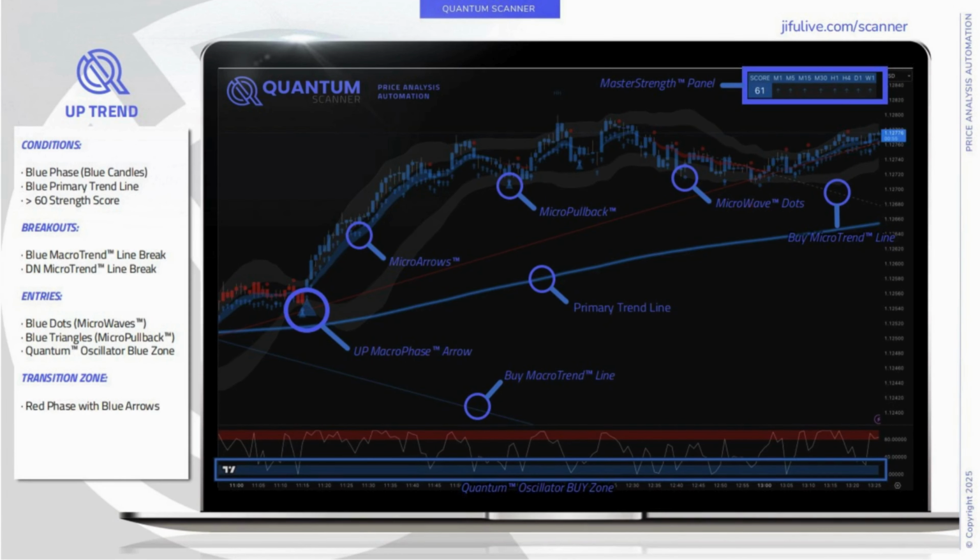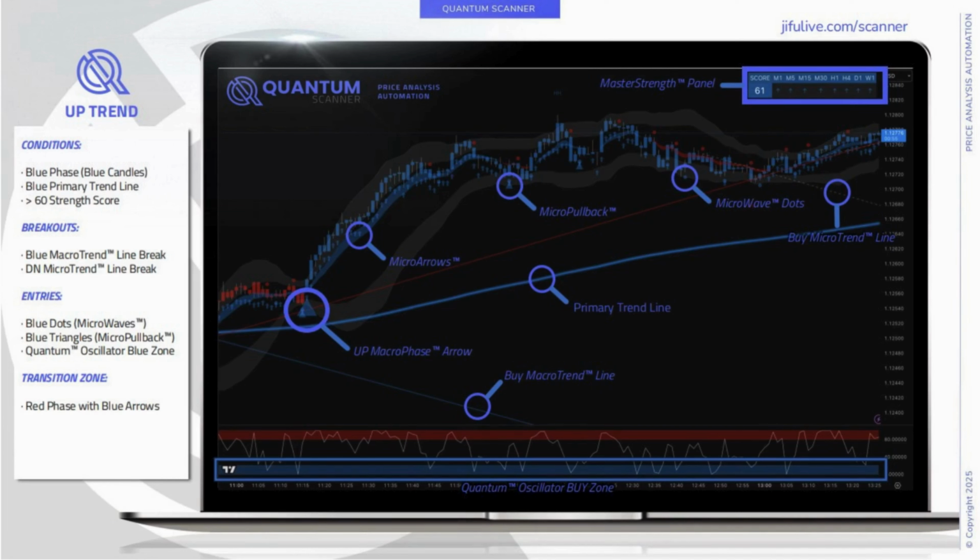In an uptrend, look for the following conditions: a blue phase, where it shows an upward or blue macro phase arrow. Following this arrow, you will see blue candles. Also, look for a blue primary trend line. This indicates that price is significantly above its overall average. Look for a greater than 60 strength score indicating strong trending conditions.